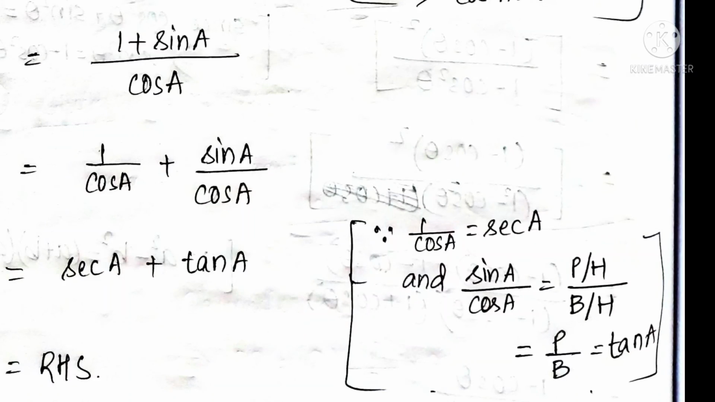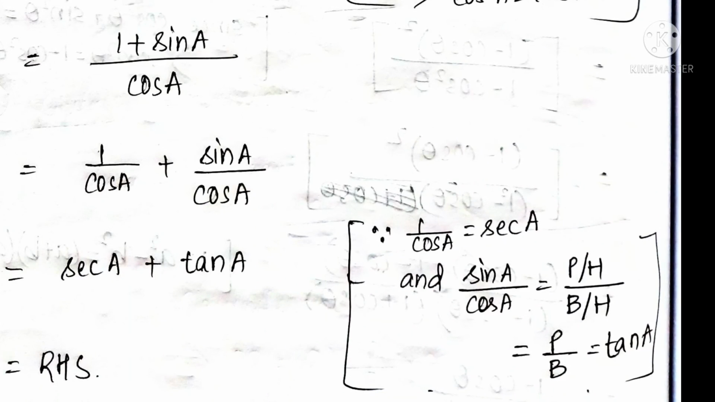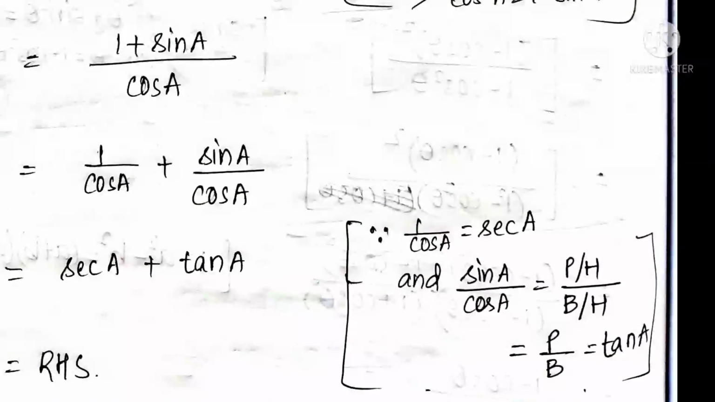So student, try to do the remaining questions based on the identity sin square a plus cos square a is equal to 1.